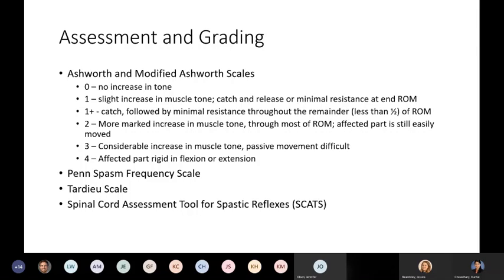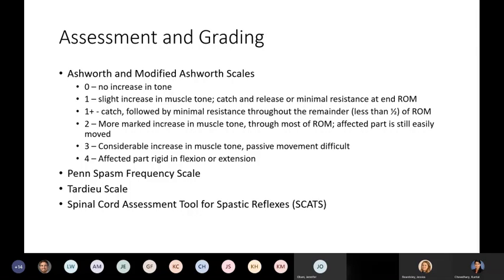Some other scales that you may see, but are used generally less frequently. This Penn spasm frequency scale you may see in research. I don't necessarily use this formally clinically in terms of giving the patient a grade, but I do think about it and use the principle of it.